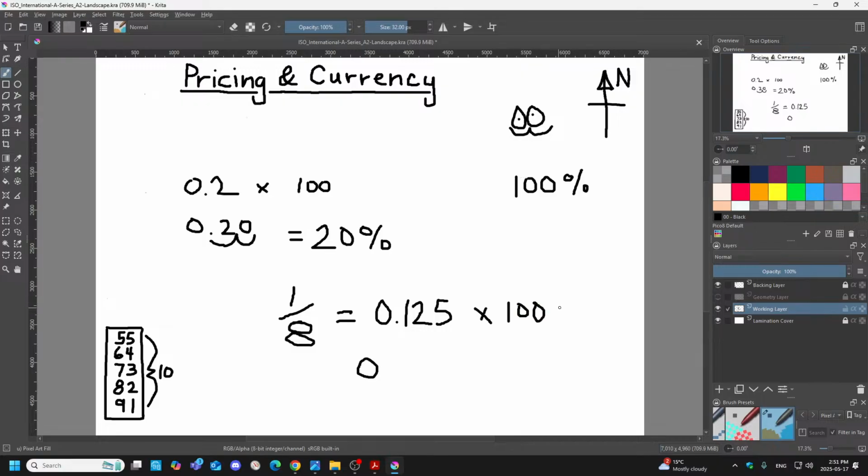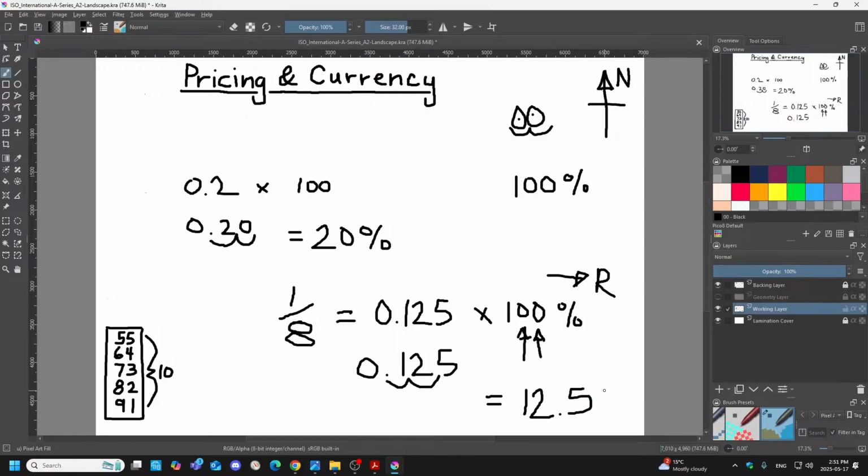It's really that easy. You don't even need a calculator, guys. You're intelligent people. You could do this. It's just simply, if you have 2 zeros, you're doing 2 jumps. Again, remember, when you're multiplying, it's to the right. 1, 2. Therefore, our answer is 12.5%.